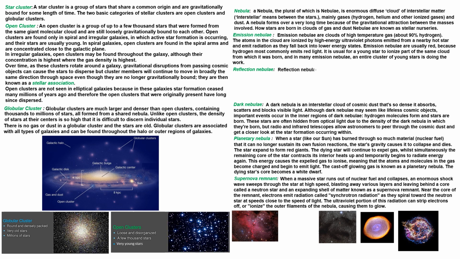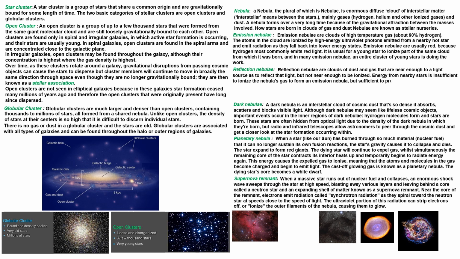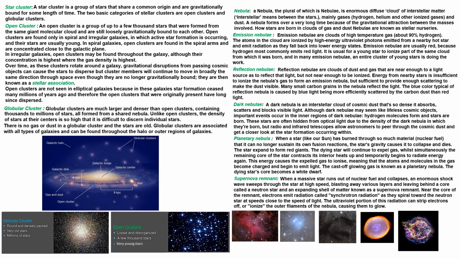Reflection nebulae are clouds of dust and gas that are near enough to a light source as to reflect the light, but not near enough to be ionized. Energy from nearby stars is insufficient to ionize the nebula's gas to form an emission nebula, but sufficient to provide enough scattering to make the dust visible. Many small carbon grains in the nebula reflect the light. The blue color typical of a reflection nebula is caused by blue light being more efficiently scattered by the carbon dust than red light.